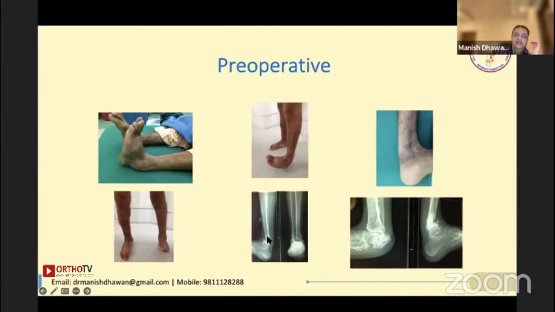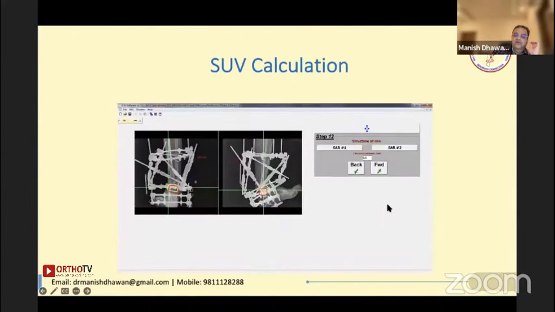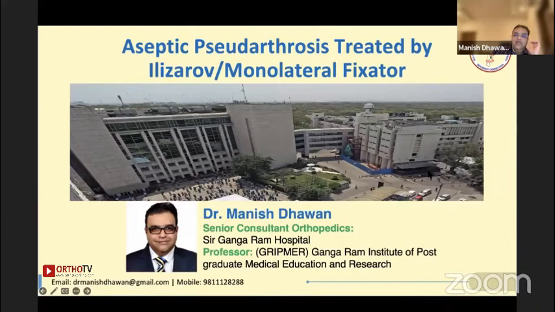What I did is that, because the fracture, the non-union are very near to the ankle, I just did the chipping here and just distracted it with the SUV frame, and it went into union. This is the situation. So thank you very much.